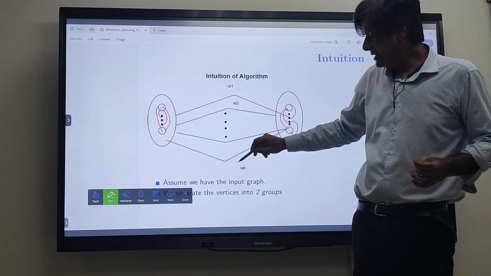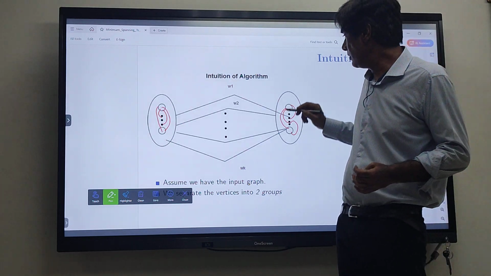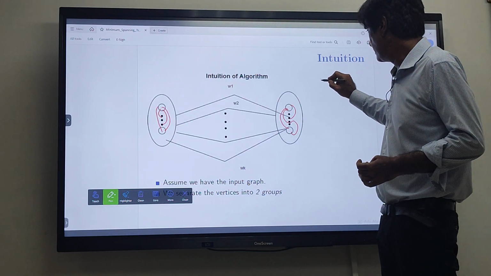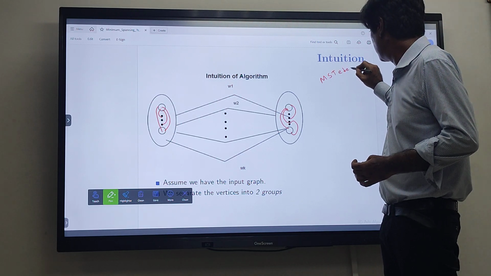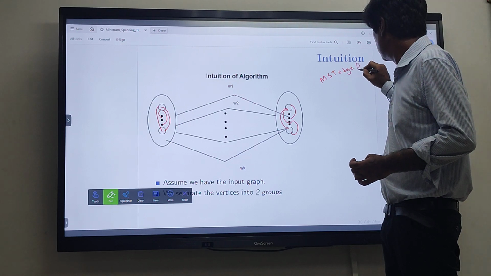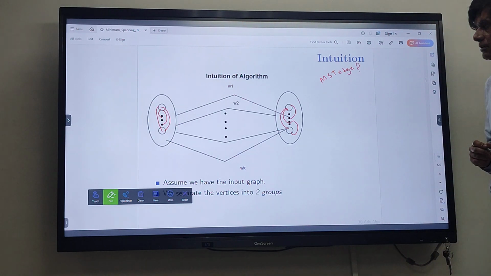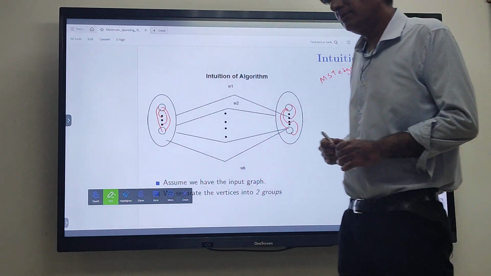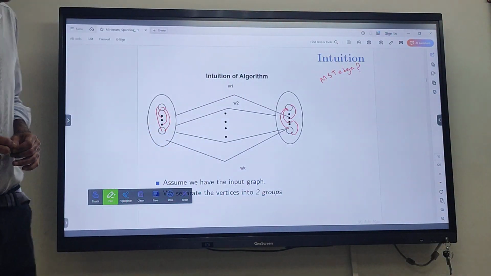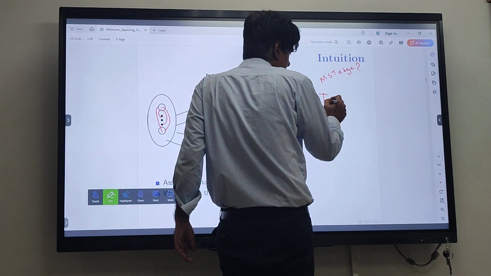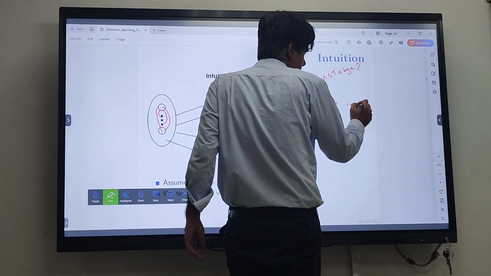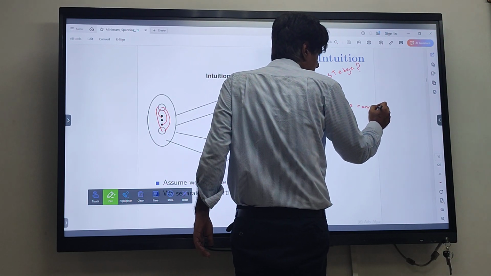So out of these edges, which will be part of an MST? With the minimum weight. Excellent. And why is that? It will give us the minimum sum of the spanning tree. Now, because a tree is connected, do we remember this? Connected.